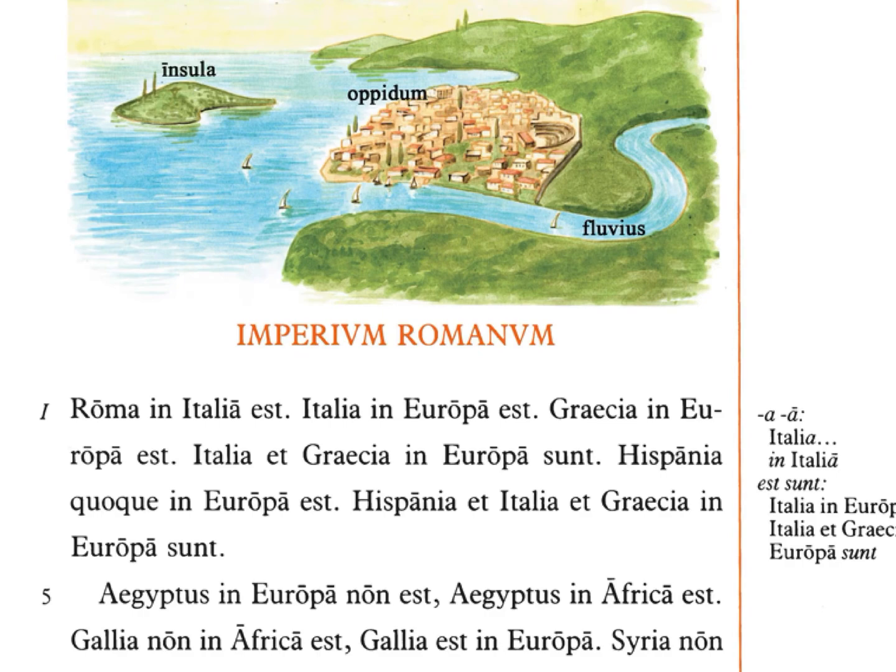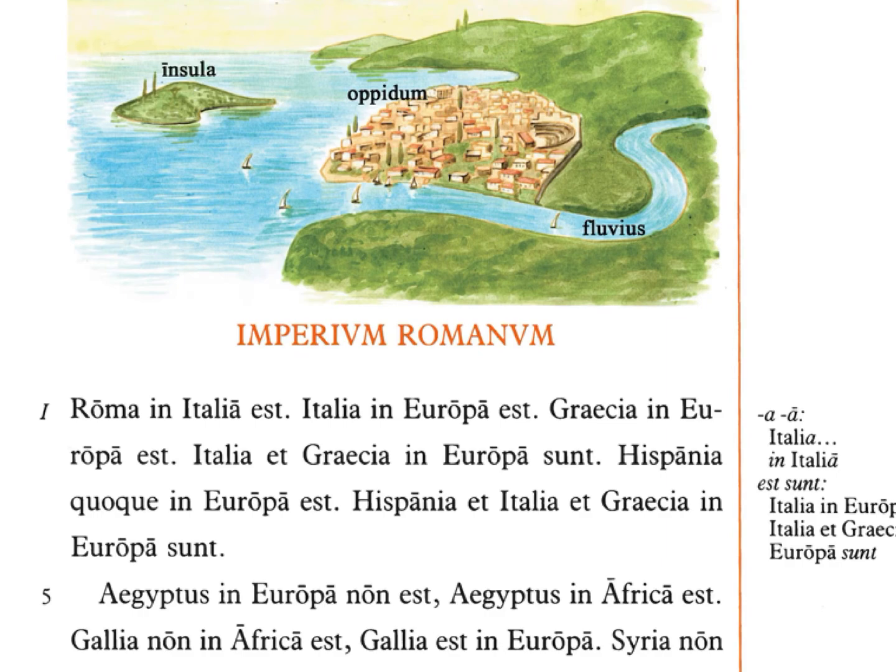And notice they're showing you out in the margin, short A, you say it twice as long as the long A. And they show you that the long A is on the end of the word if it comes after in. They also show you in the margin est and sunt. Est we've seen for is, sunt is the plural are.